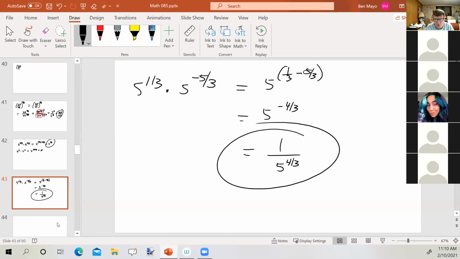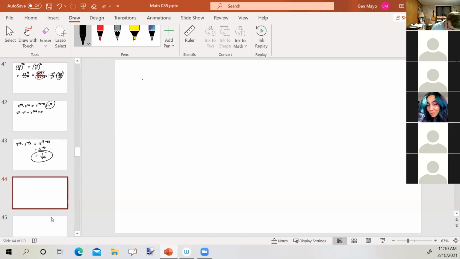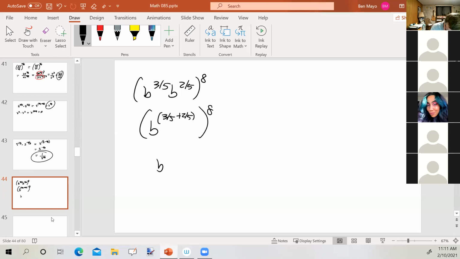Okay with that? So again, we're using those rules that we looked at the beginning of class today. Let's see here. B to the 3/5 power times B to the 2/5 power, all to the 8th power. Order of operations, starting inside the grouping symbol first, we're multiplying two powers with the same base inside. So inside we would get B to the 3/5 plus 2/5 power, which is B to the 5/5 power, which is B to the 1 power, which is just B.